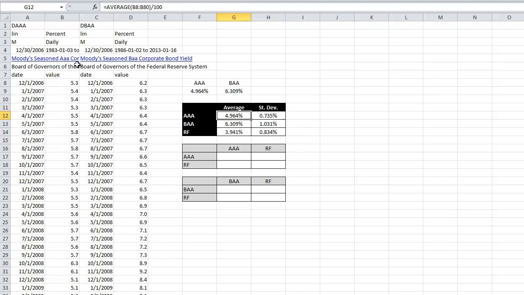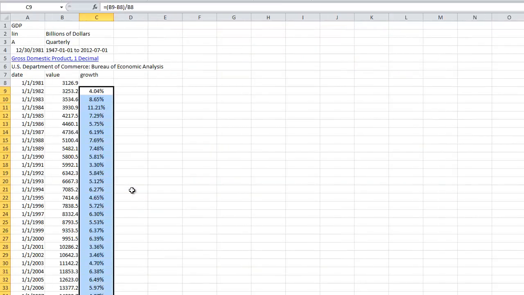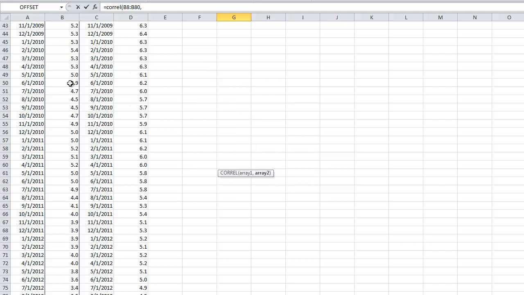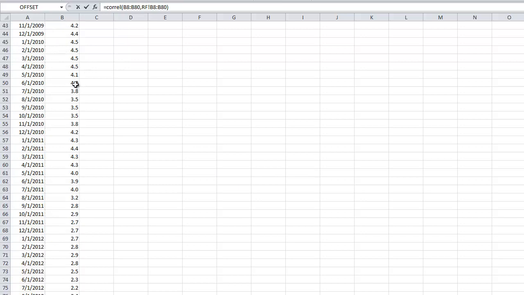Okay, so we have our averages and our standard deviations, but now we're going to need correlations. Now remember, we've given ourselves a choice on the inputs. We can either use AAA or BAA bonds as our cost of debt. So we're going to need to figure out the correlation between both AAA and the risk-free rate and also BAA and the risk-free rate. We know that the correlation between AAA and AAA is 1, and the correlation between the risk-free rate and the risk-free rate is 1. What we don't know is the correlation between AAA and the risk-free rate. So we have to go to the other tab and highlight the risk-free rate.